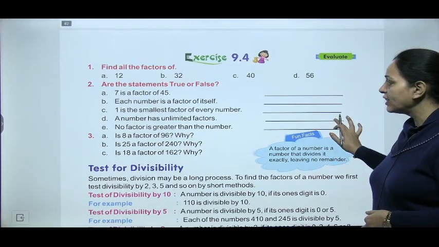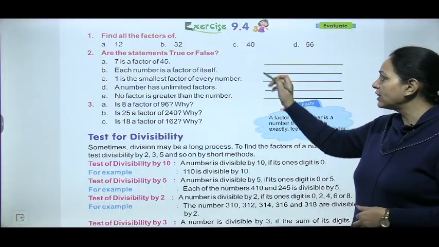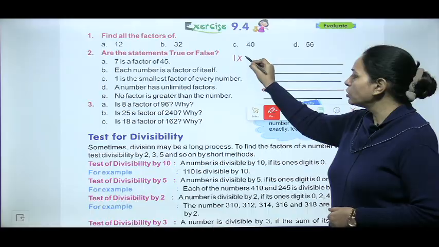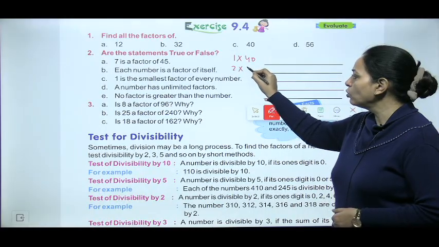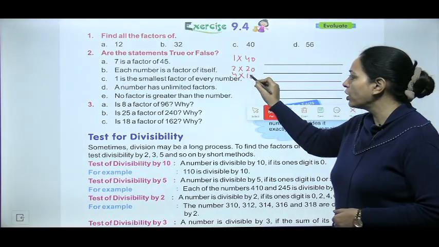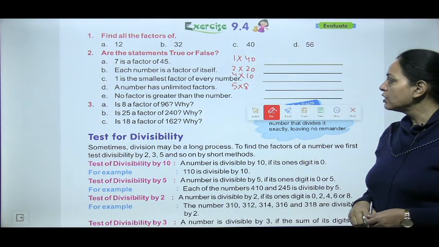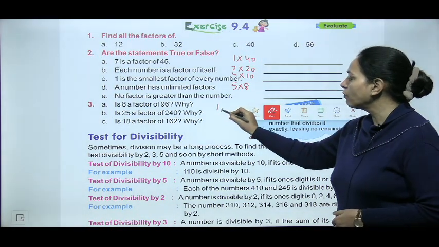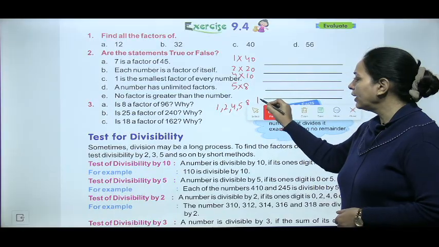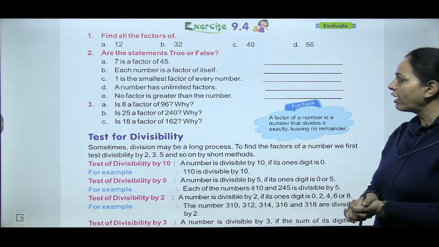Now the next exercise, 9.4, question number 1: find all the factors of, like, C part, 40. So just write 1 into 40, it is divisible by 2, 2 into 20, not by 3, by 4, 4 into 10, by 5, 5 into 8. Okay, so like this. So what are the factors? 1, 2, 4, 5, 8, 10, 20, 40. So like this you can try the remaining parts.